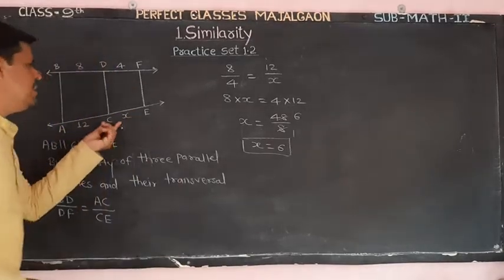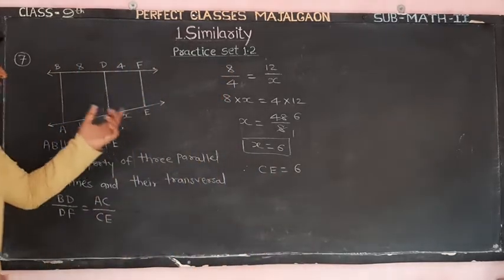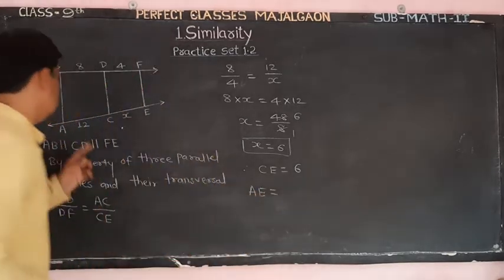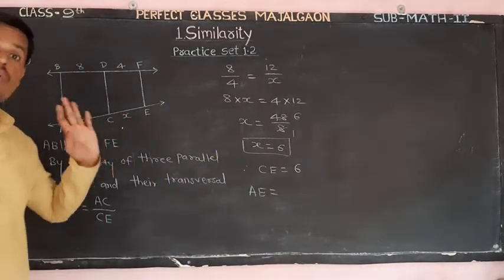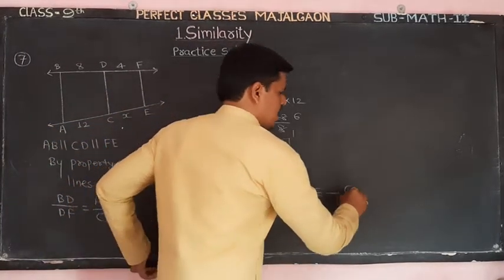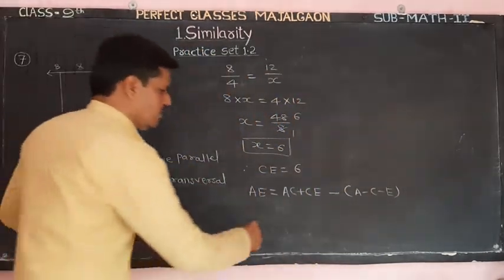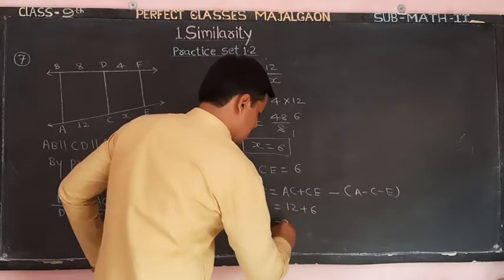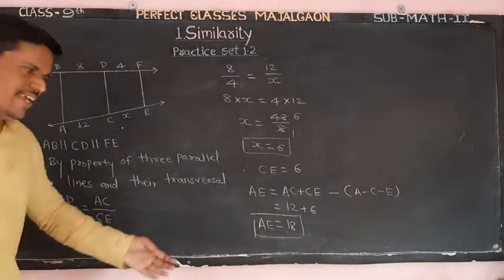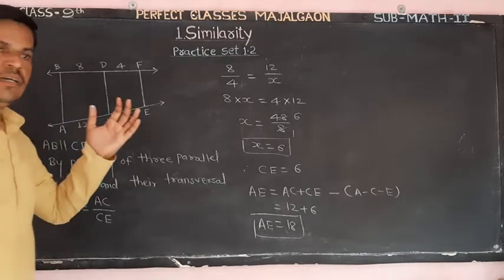Here X is 6. It means that CE is 6. Now AE equals the sum of these two, because these three points are collinear, AC plus CE. The reason is A-C-E. Now we place the values of both, then we get 12 plus 6 and the sum is 18. Therefore, the value of AE is 18. Here we finish question number 7.